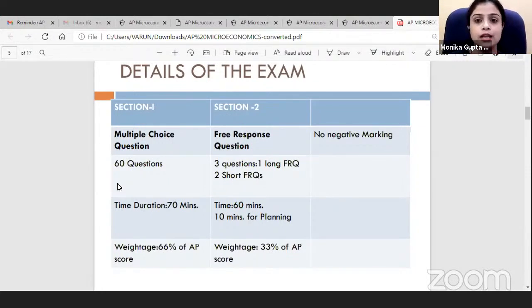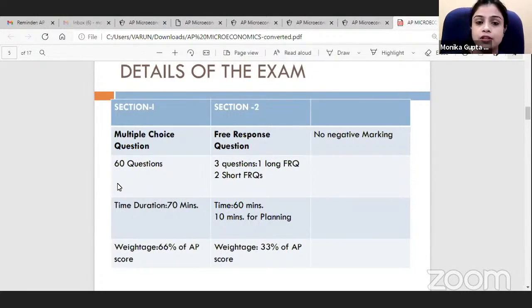Now in section 2, they'll be asking free response questions where you need to answer everything. In total there will be 3 free response questions: 1 long FRQ and 2 short FRQs. What does that mean? There will be sub-parts to that particular question that you need to answer. It is not like an essay question where one question is given and you just explain it. No, they'll give you a situation and you need to answer it in different situations. Every concept is interlinked in microeconomics, so they can ask you anything.